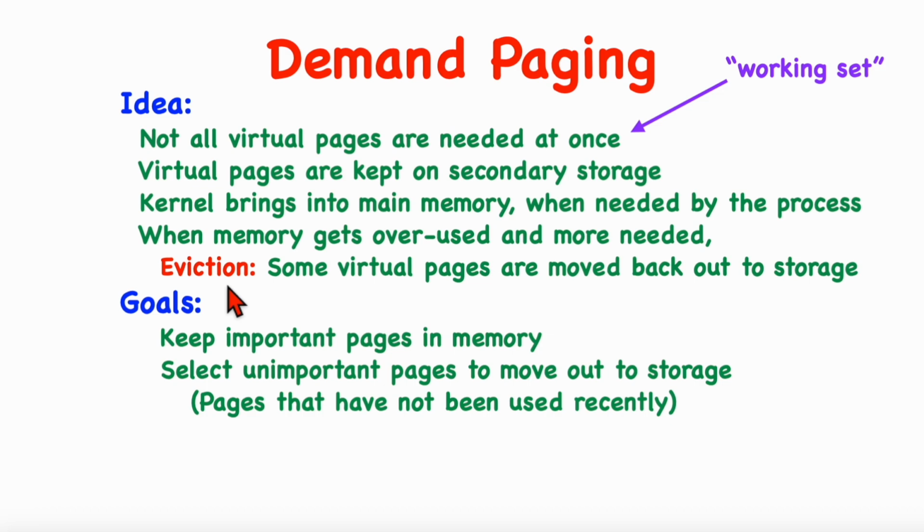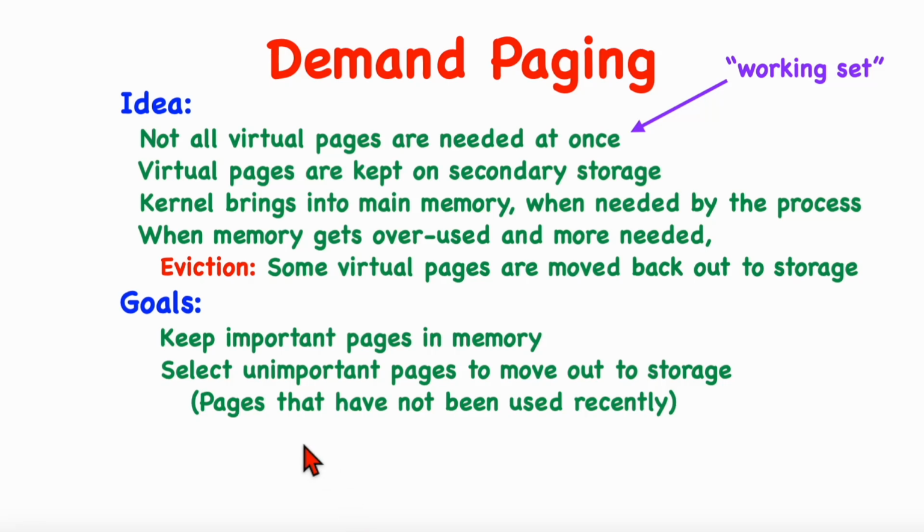To make more room for pages in memory and to keep going, the kernel has to do two things. First, it has to select some in-memory pages for eviction. Then, it must also write their current value, their 4 kilobytes of data, from memory out to storage if that data has been changed.